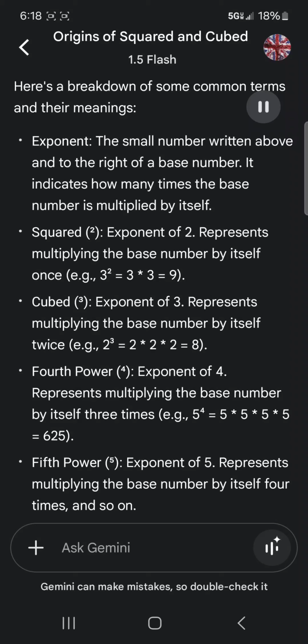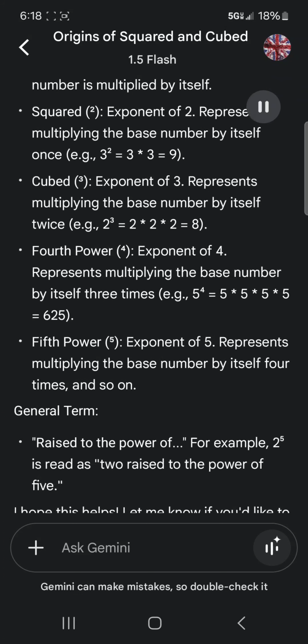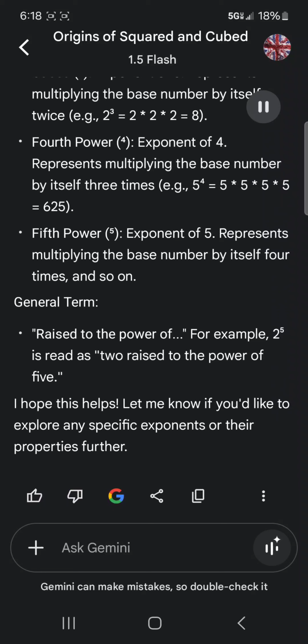Fourth power, to the power of 4. Exponent of 4 represents multiplying the base number by itself 3 times. E.g., 5 to the power of 4 equals 5 times 5 times 5 times 5 equals 625. Fifth power, to the power of 5. Exponent of 5 represents multiplying the base number by itself 4 times, and so on. General term: raised to the power of. For example, 2 to the power of 5 is read as 2 raised to the power of 5. I hope this helps. Let me know if you'd like to explore any specific exponents or their properties further.